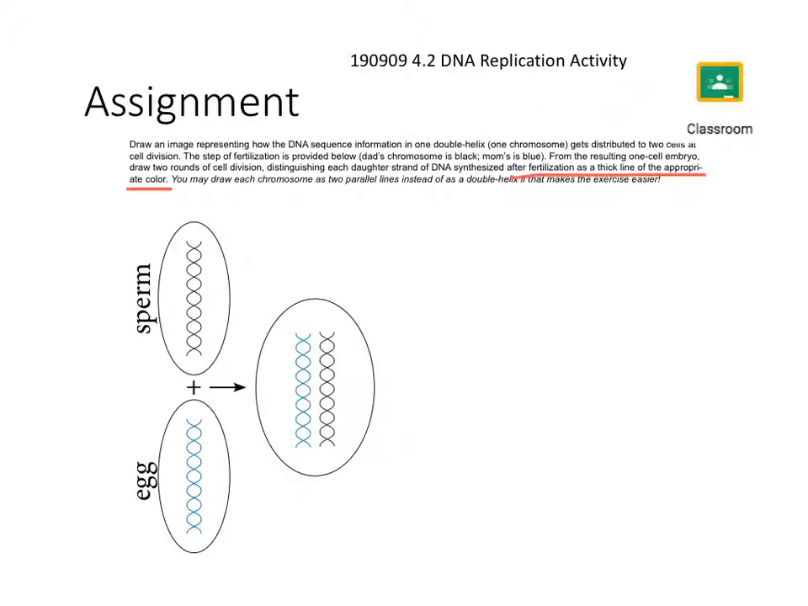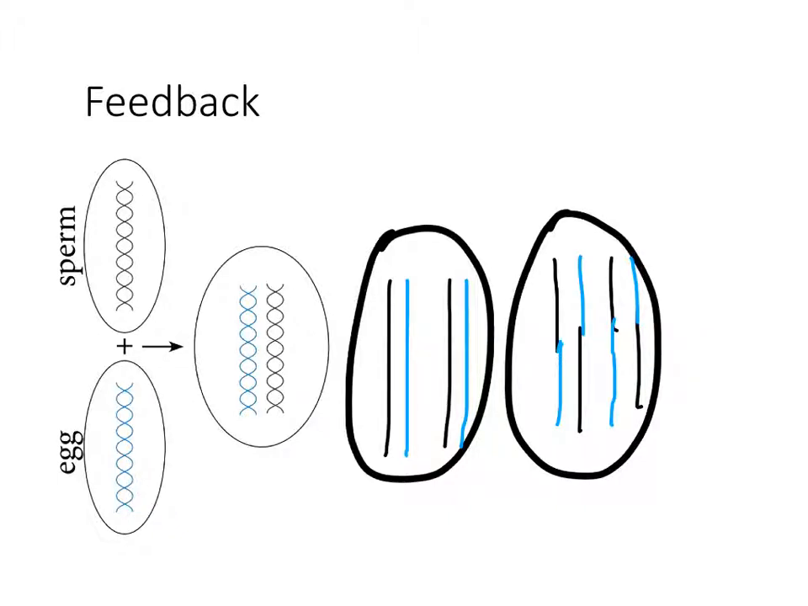Was it from dad or from mom, black or blue? Plus, we need to know something about whether it was an original strand of DNA, which in this example I had drawn as thin lines. I was asking you, once DNA synthesizes, please draw those as thick lines so we can tell them apart. Most of you didn't do that, that's okay.